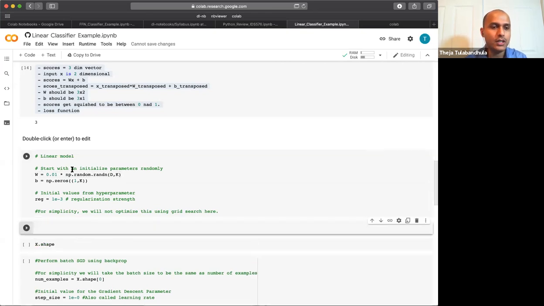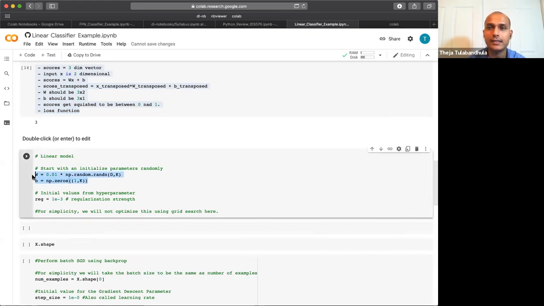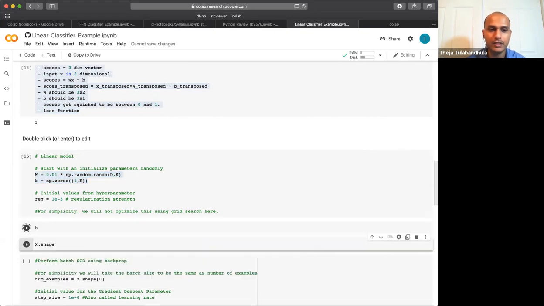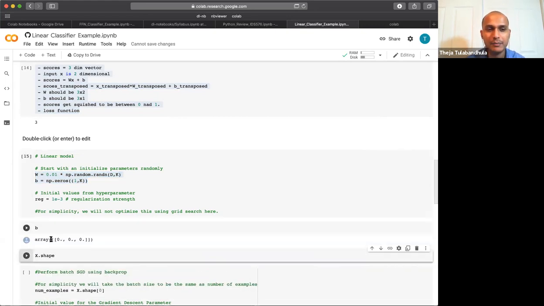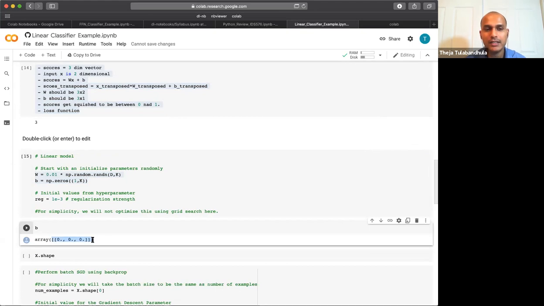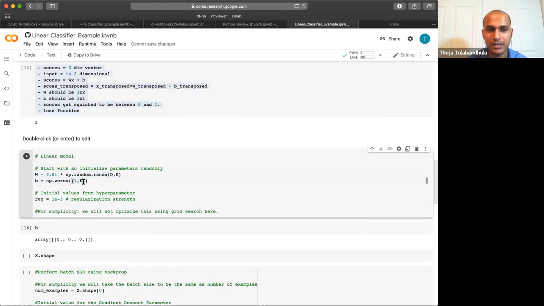So let's do the following. Let me run the cell. I ran the cell. What we have done is just initialize the 2 variables. If you look at B and print it, you can see B has been initialized to a vector, 0, 0, 0. In fact, it's been initialized to a matrix. This B has been initialized to a matrix.